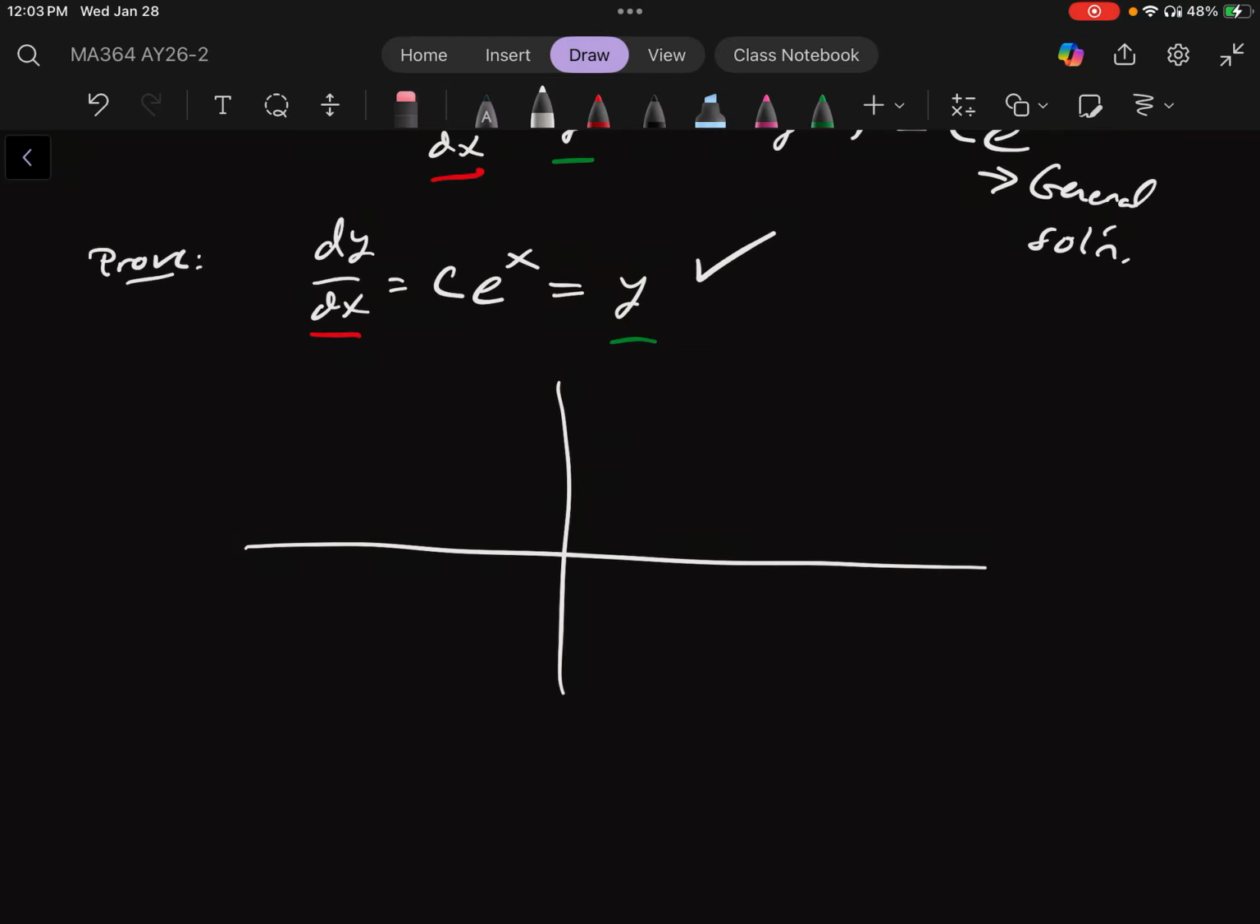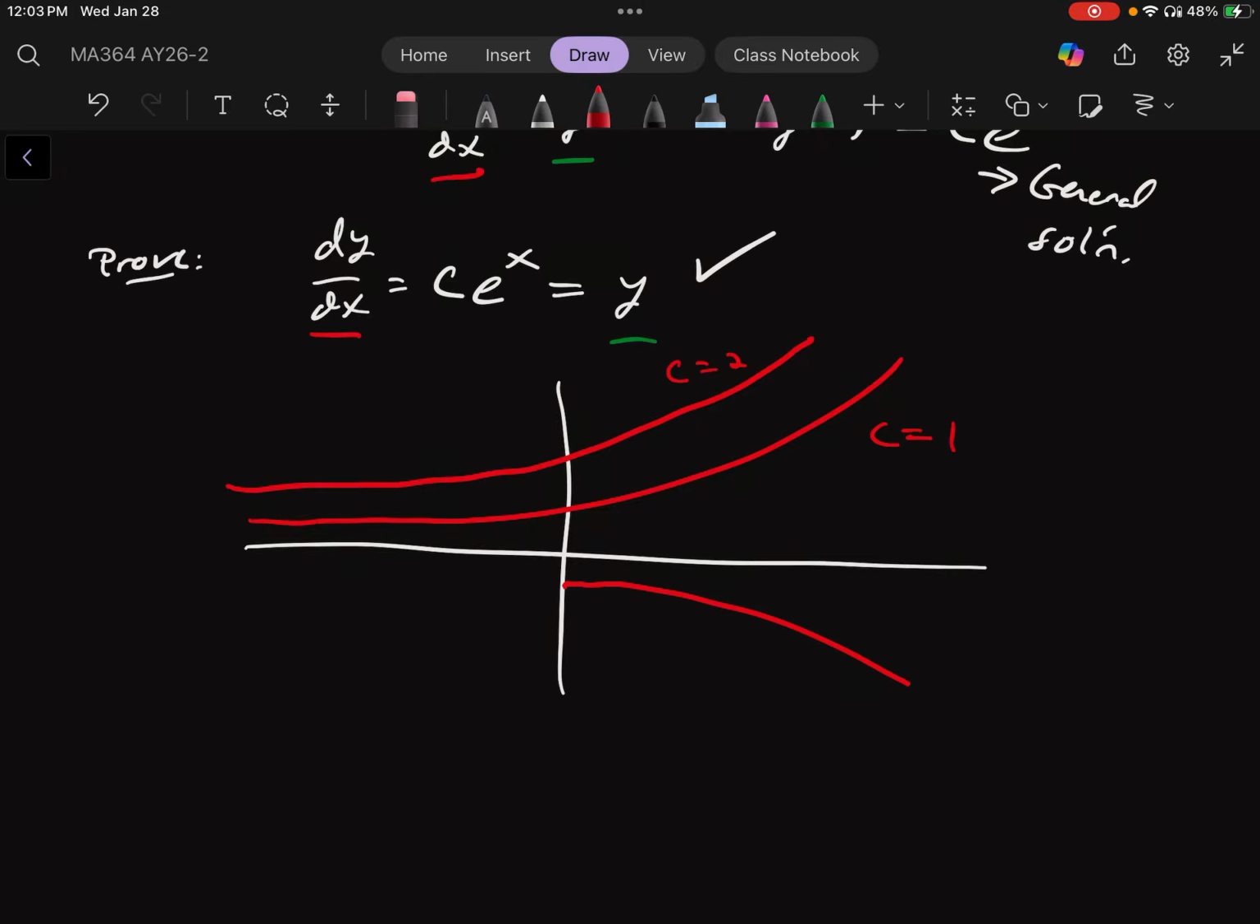what we're seeing here is, for example, if c equals 1, it would be the curve y = e^x. If c equals 2, it would be the curve y = 2e^x. And if c were equal to minus 1, the terms would be negative, and so they would go this way. And if c equals minus 2, they would go this way.